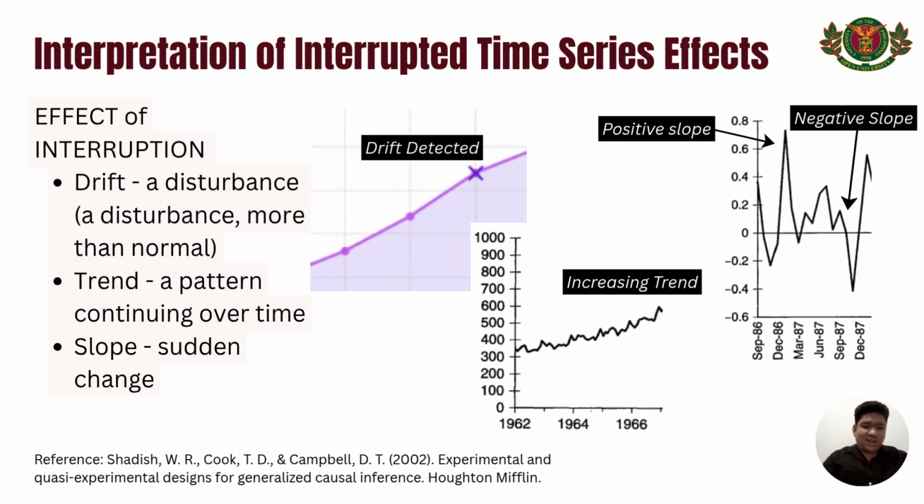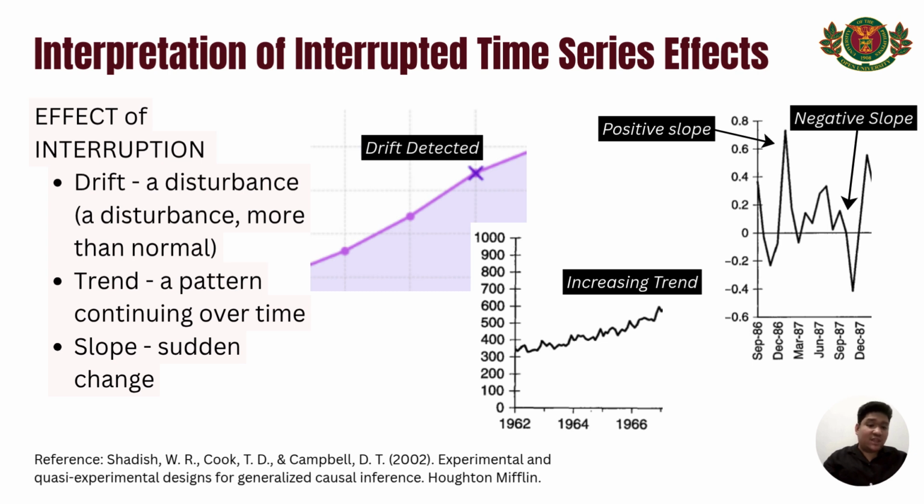So how do we interpret the effects of interruption in the interrupted time series design? For this presentation, we will see at least three effects of interruption, which are the drift, trend, and slope. For drift, it's usually a disturbance or a mark of a disturbance that is more than normal. This is usually indicated by an increase or a decrease in the trend line, and it can be abrupt or long lasting.